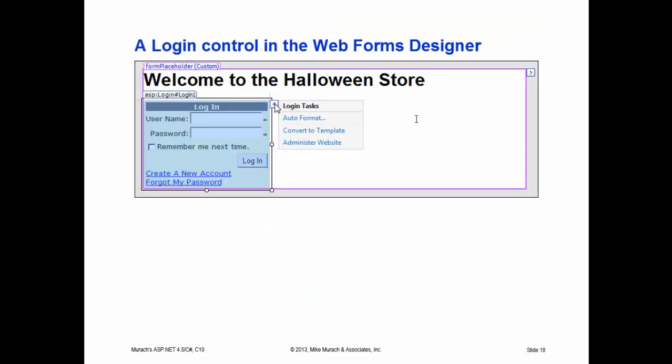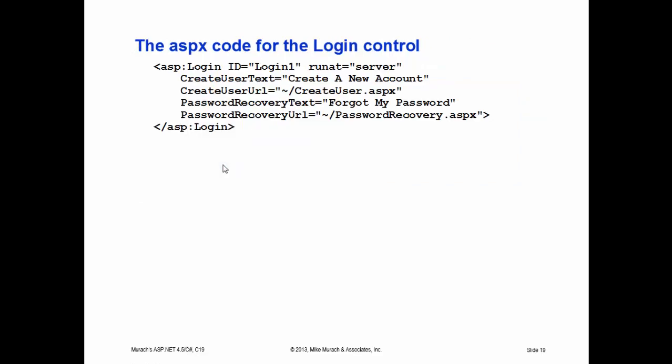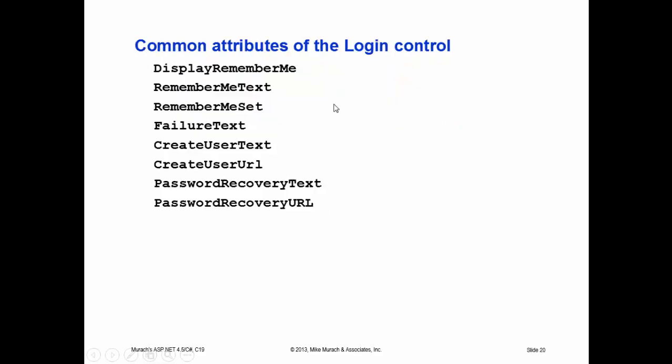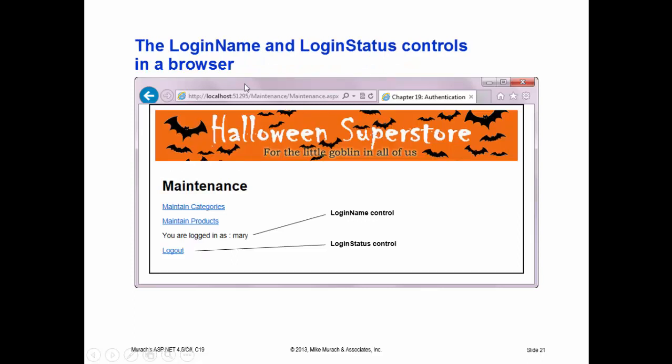The next thing I want to talk about is some of the different controls that are available. So there's a login control, and it looks like this guy and gives you a username, password, remember me next time type of thing. You can format it, you can convert it to a template to have further control over it. This is what the markup looks like. So there's a create user text and a create user URL. There's some other attributes that you can set. This is the login name and login status control. So you can say, who are you logged in as, and if you're already logged in, then it'll give you the option to log out. If you're not logged in, it'll say log in.